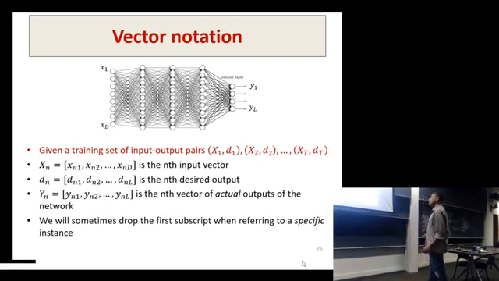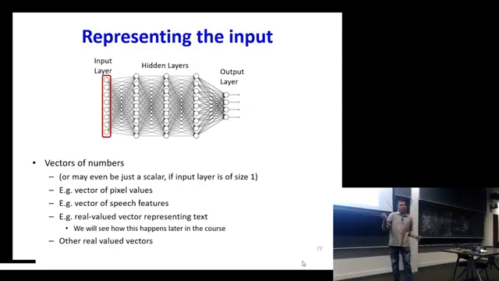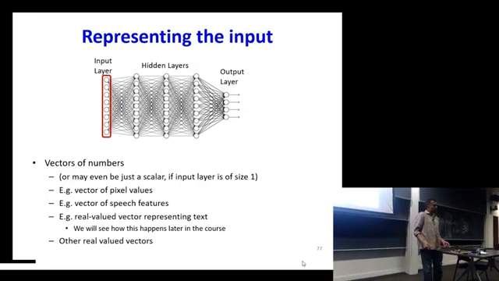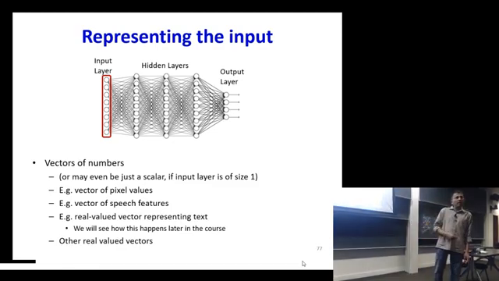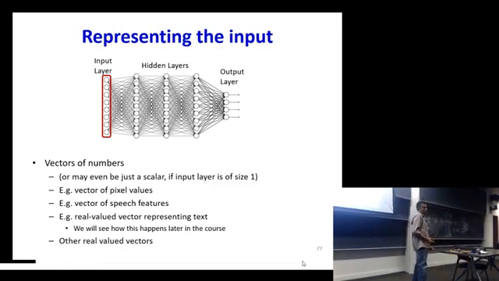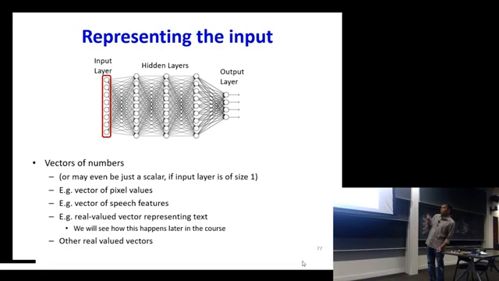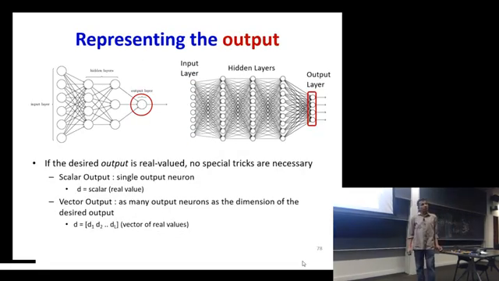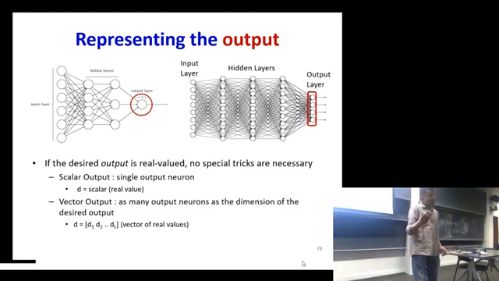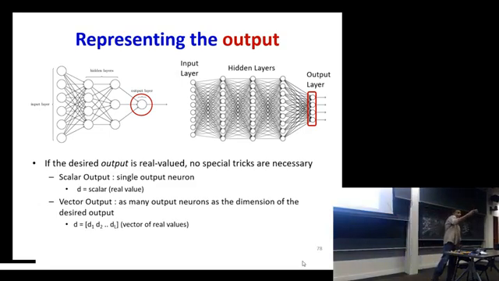So now, what about the input? The input is just a vector of numbers. Like if I'm analyzing pictures, it could be a vector of pixel values. Or if I'm analyzing speech, it could be a vector of speech features. Or if I'm analyzing text, it could be a vector of real valued numbers representing text. We will see how these numbers could be derived later. And other real valued vectors. What's more interesting is how we represent the output, because really if you're performing regression, the output is just a real number, easy. If you're performing classification, you're going into an abstract set. Is this a dog or is this a cat? How do you assign numbers to this sort of thing?